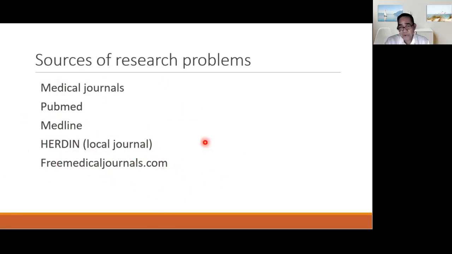But our FEU library, and later on when we talk of review of literature, I will be talking of how to access medical journals from our library. Majority among residents get topics from medical journals. When they consult me for their study, they would always tell me, sir, this is my source. And then they give me that particular journal. This is what I want to make as my own research.